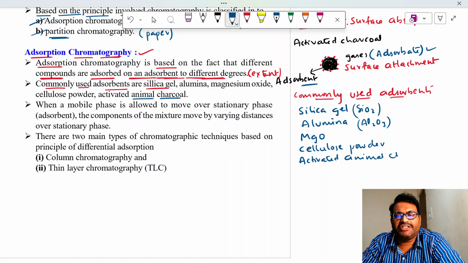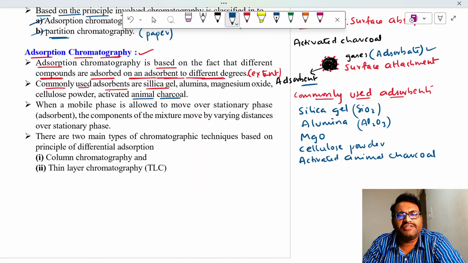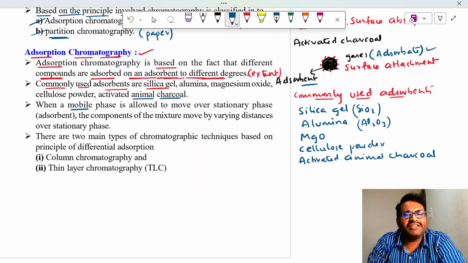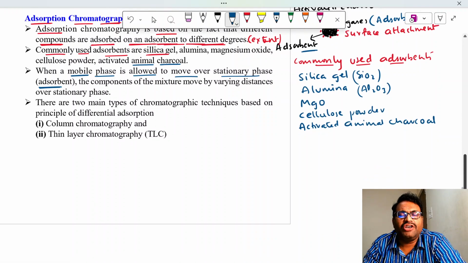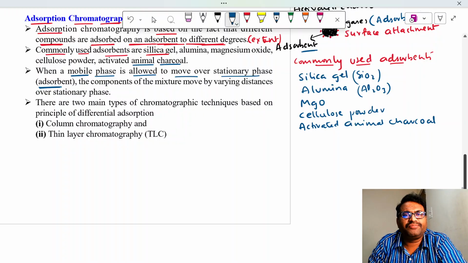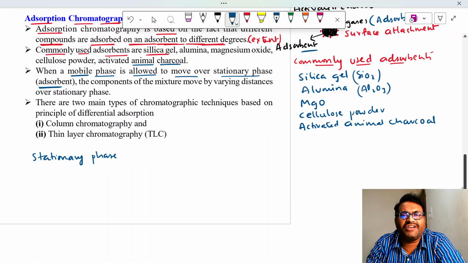Animal charcoal. So these are generally used or commonly used adsorbents. When a mobile phase is allowed to move over stationary phase, adsorbent, who is acting as adsorbent here among stationary phase and mobile phase? Already we have discussed that chromatography involves two phases. One is stationary phase, another is mobile phase. The stationary phase acts as the adsorbent.